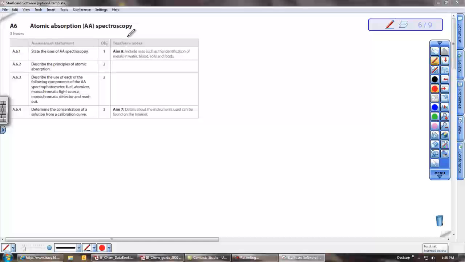Atomic absorption spectroscopy. I'm going to make this as simple as I can. I don't want to take much more of your time. I'm going to make you guys look up this one. It says to describe.